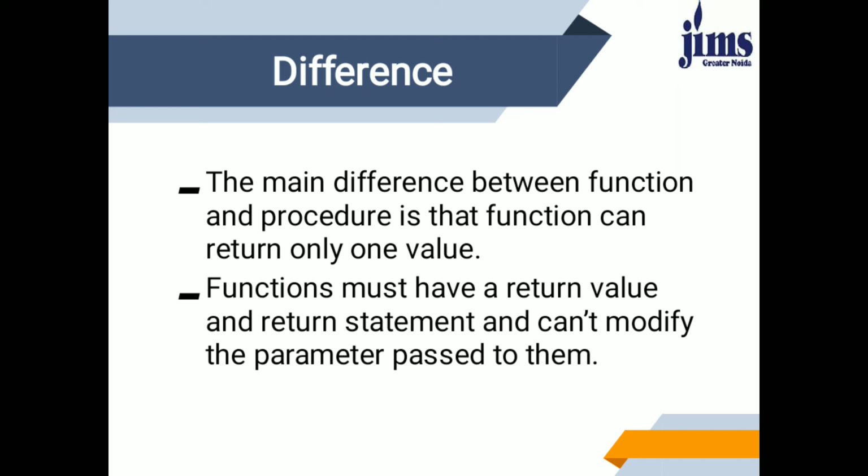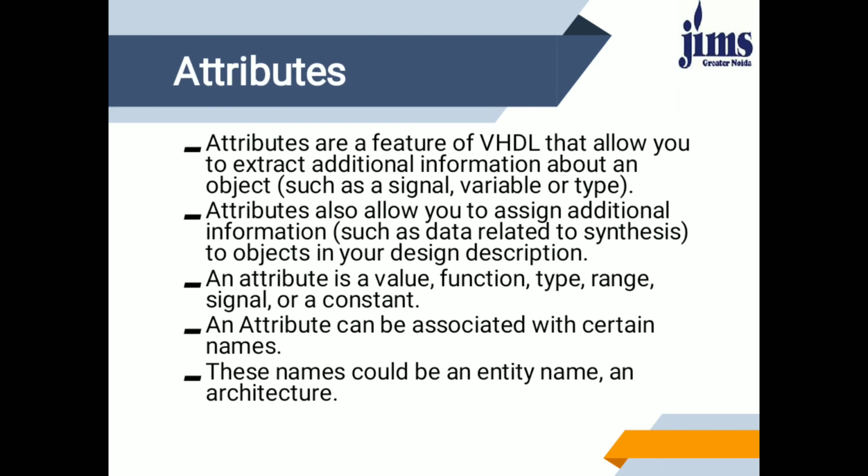So this was all about the subprogram. Now we will talk about the attributes. What are attributes? Attributes are features of VHDL that allow you to extract additional information about an object such as signal, variable or any other type. Attributes also allow us to assign additional information such as data related to synthesis, to objects in your design description and so on. An attribute is a value, function, type, range, signal or a constant.